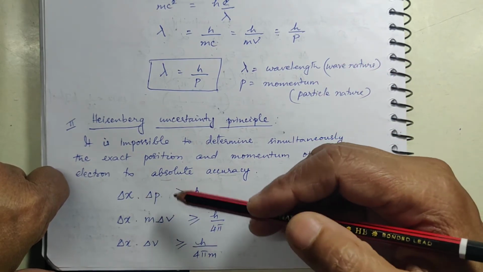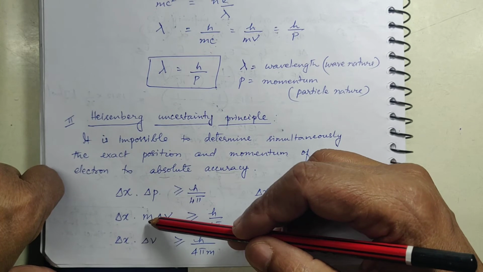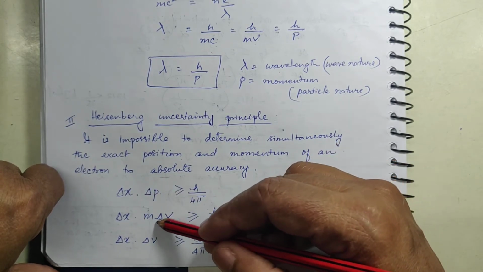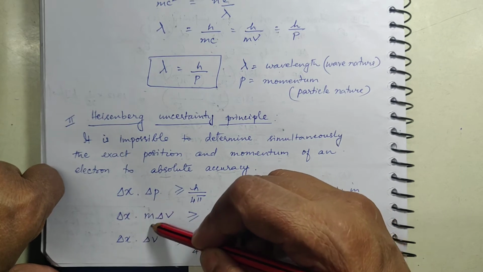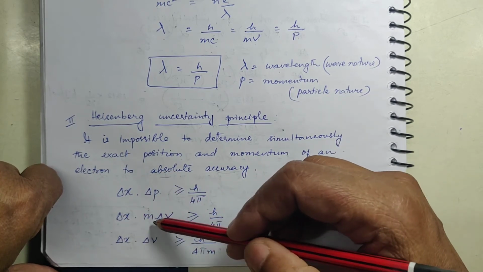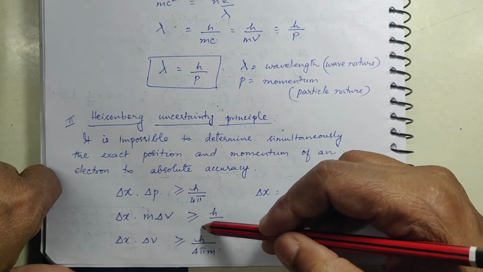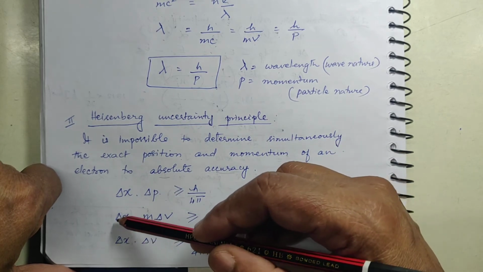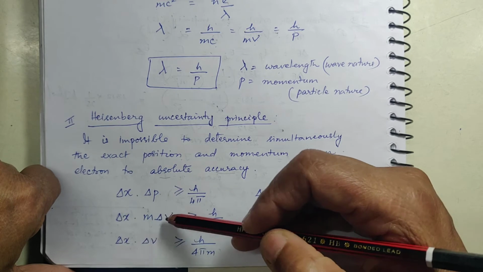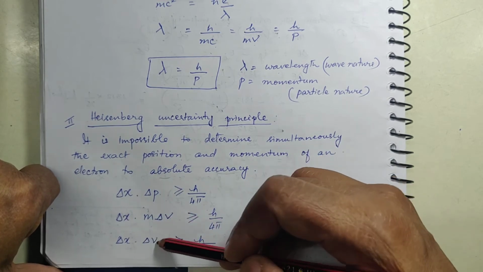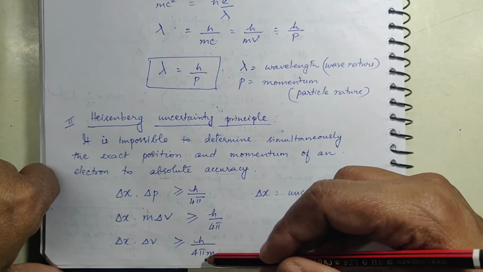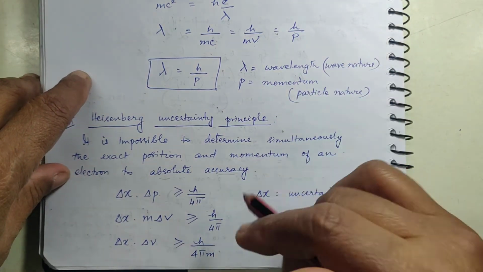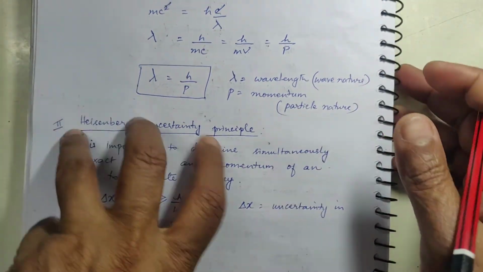So this delta p can be written as m into delta v, because change in momentum is due to change in velocity. Mass is not going to change, right? So delta x into m into delta v is greater than or equal to h upon 4 pi. Or if you take the product of uncertainties, that is delta x into delta v, it is greater than or equal to h upon 4 pi m. Okay, so this is Heisenberg uncertainty principle.